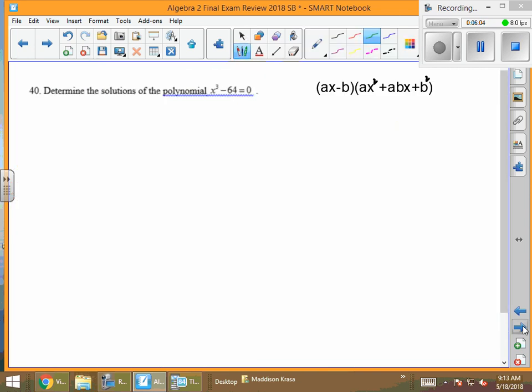All right, now question 40. Determine the solutions of the polynomial x cubed minus 64. So for this one, we need that difference of cubes formula, which I've provided here on the slide. So we're going to go ahead and fill in our a and our b once we figure out what they are. So a is in front of the x cubed, and b is the cube root of 64, which is 4.